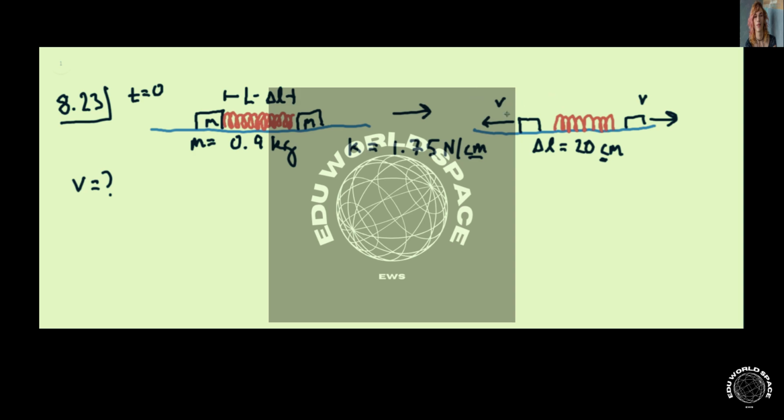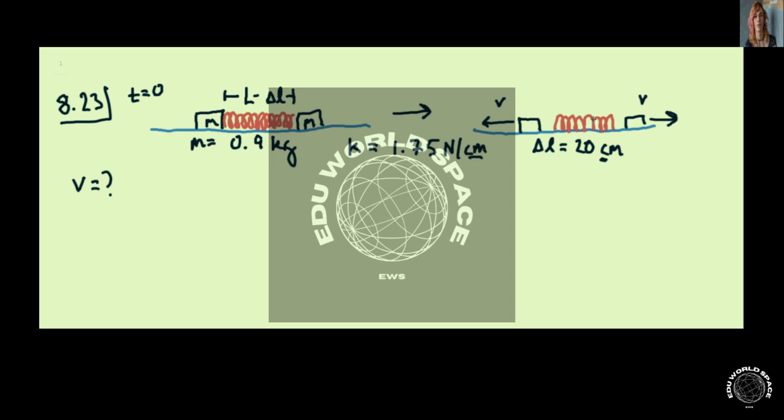Now, the momentum is conserved. So here we have zero momentum. And here we have momentum of these two things going off in opposite directions. But they have equal masses. And so that means that their speeds have to be the same. So we only need to worry about the speed of one mass.